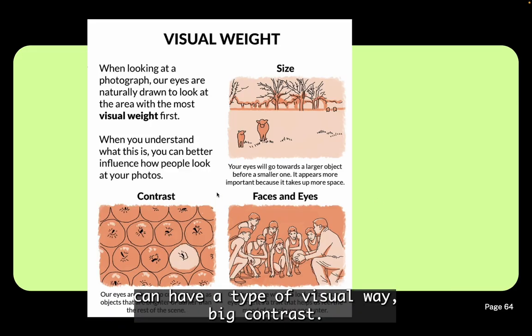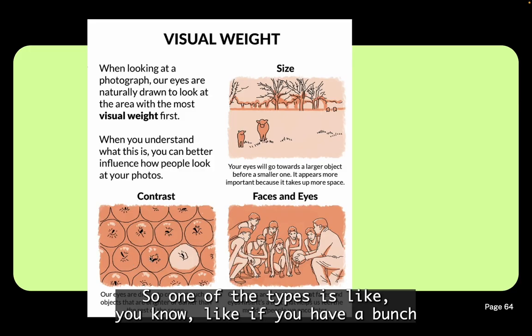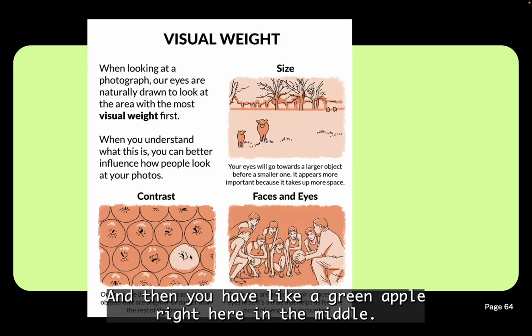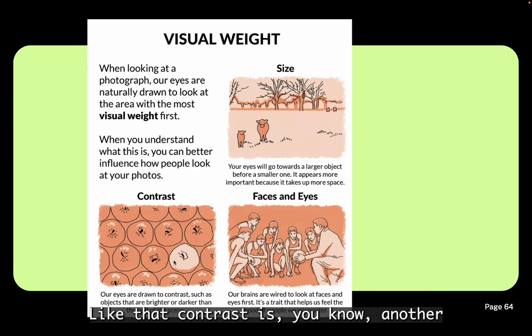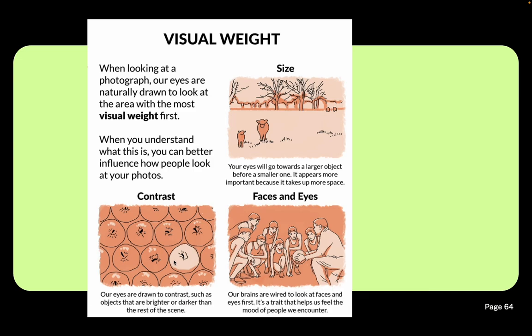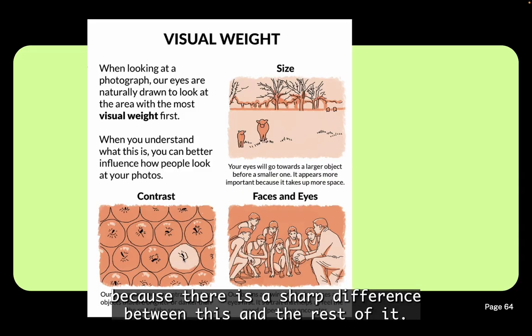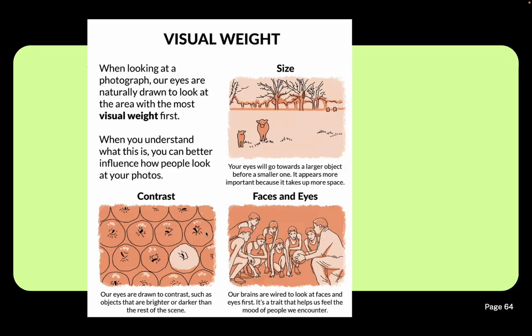Okay. So you can have a type of visual weight be contrast. If you have a bunch of green apples and then a bunch of red, I'm assuming these are red apples, and then you have a green apple right here in the middle, that contrast is another way of using weight in a photo, because there is a sharp difference between this and the rest of it. Same thing with faces.